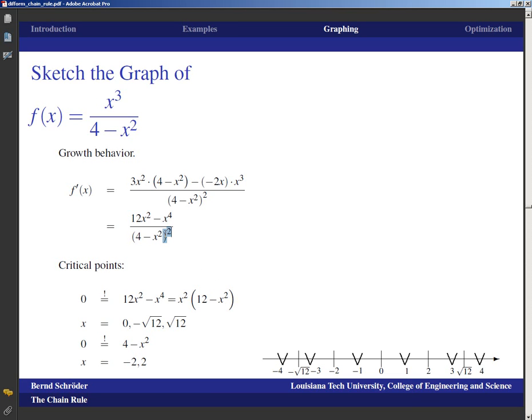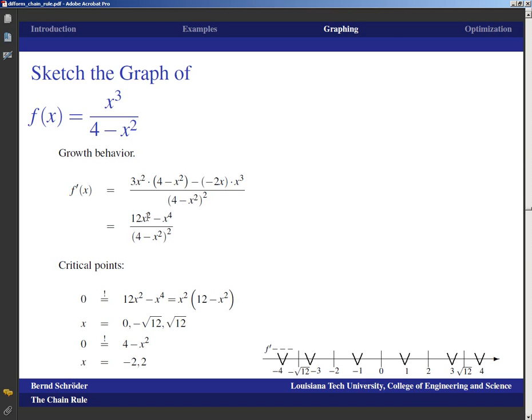Again, we can weasel out of dealing with the denominator because the denominator is non-negative everywhere, and as long as we're not plugging in negative 2 and 2, and we don't, it's in fact always positive, so we only have to worry about the numerator. Negative 4 squared is 16, so we end up with 12 times 16 minus negative 4 to the fourth, which is 16 times 16. Well, 12 times 16 minus 16 times 16, that's negative, so the derivative is negative here.